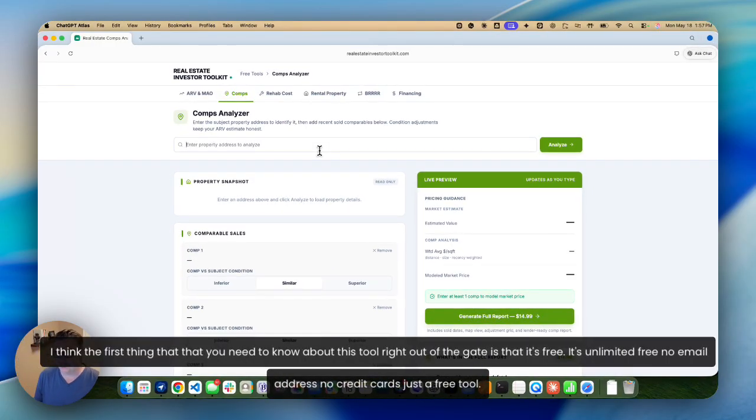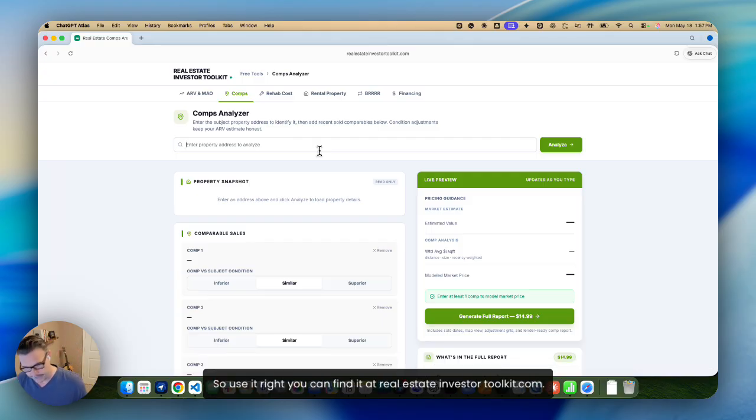I think the first thing that you need to know about this tool right out of the gate is that it's free. It's unlimited free, no email address, no credit card. It's just a free tool. So use it, right? You can find it at realestateinvestortoolkit.com.